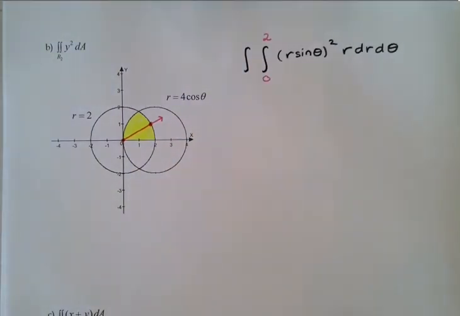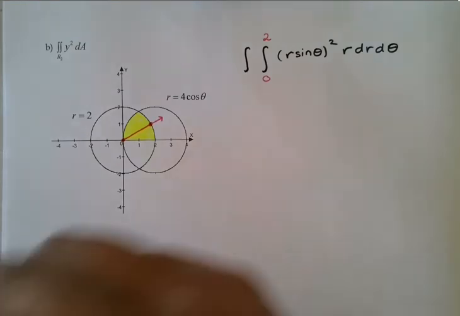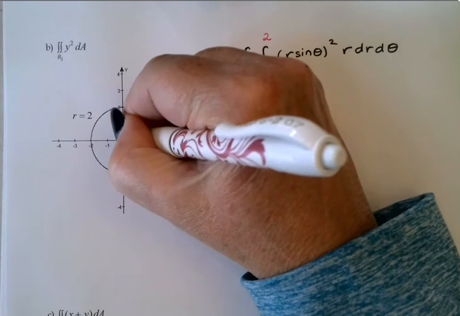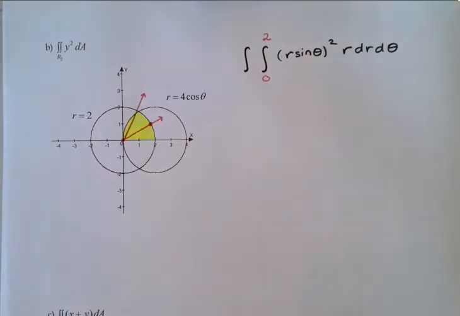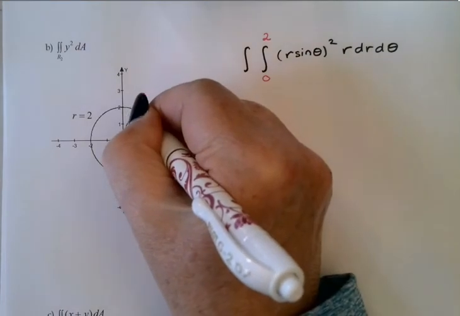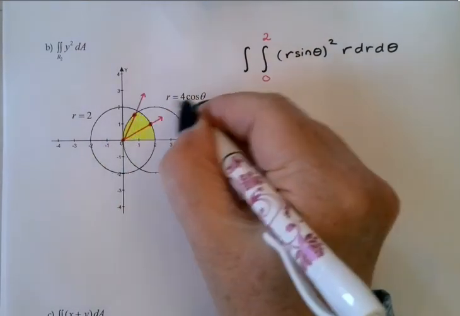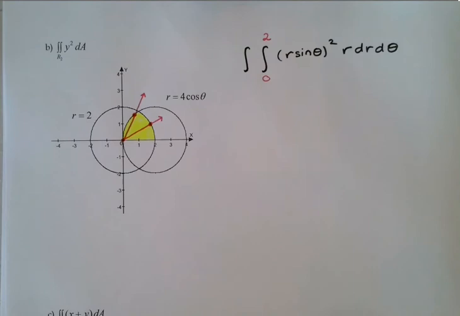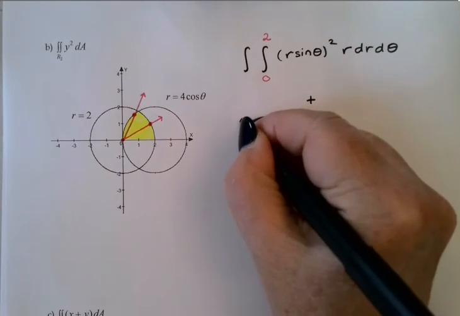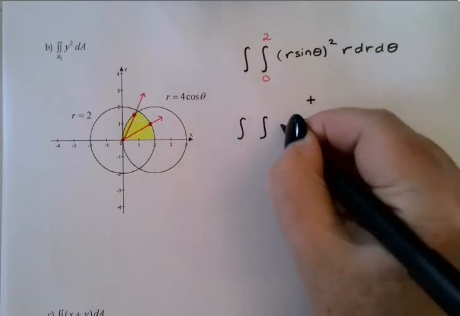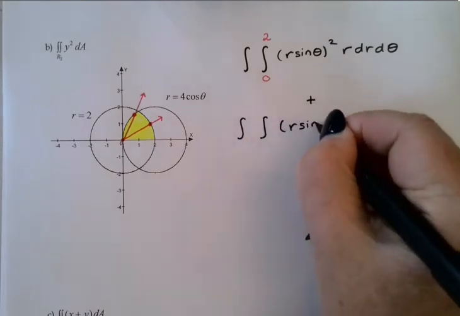That's all very well and fine, but it's not true for the entire region. Notice that had I drawn a radial spoke up here, I still would have entered at 0, but this time I would have exited through the circle r equals 4 cos theta. So I'm going to have to set up a second double integral this time. I still have the same integrand.